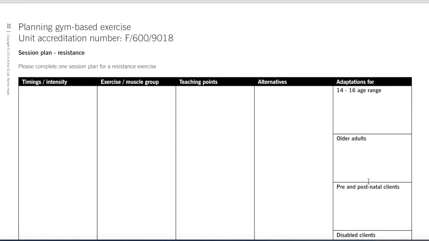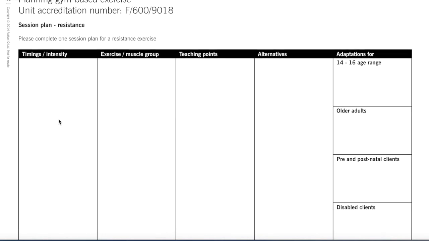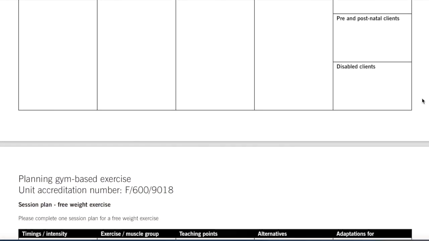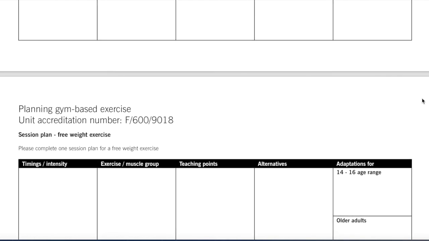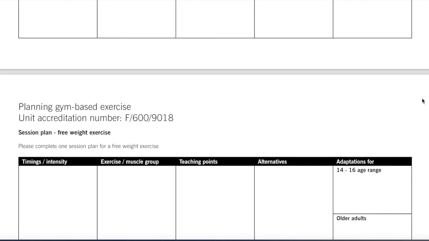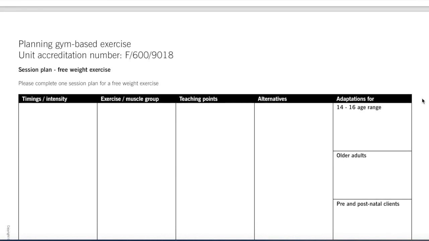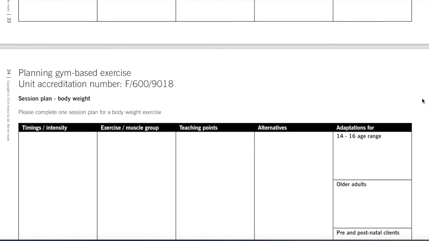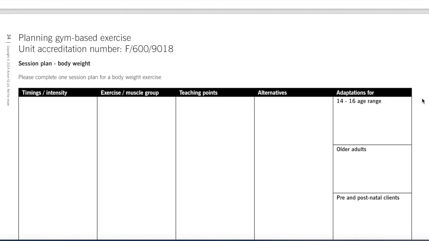So the same thing here for resistance. So this will be your machine exercise here of your choice. And you would do exactly the same thing as you just did with your cardiovascular. The next one is your free weight exercise. The same procedure. And your final one is your body weight exercise. And you only need to pick 1 exercise from your program card of each one there. And you need to talk about that in detail.